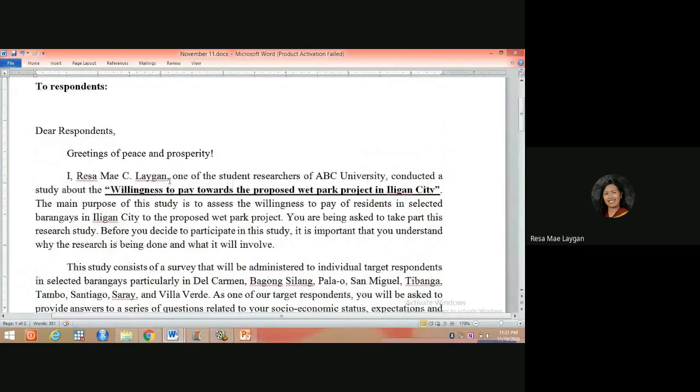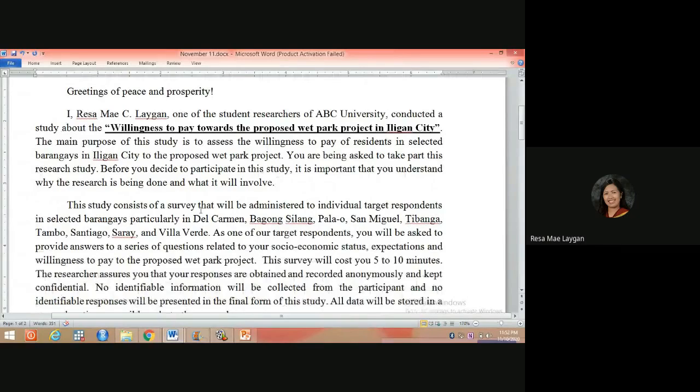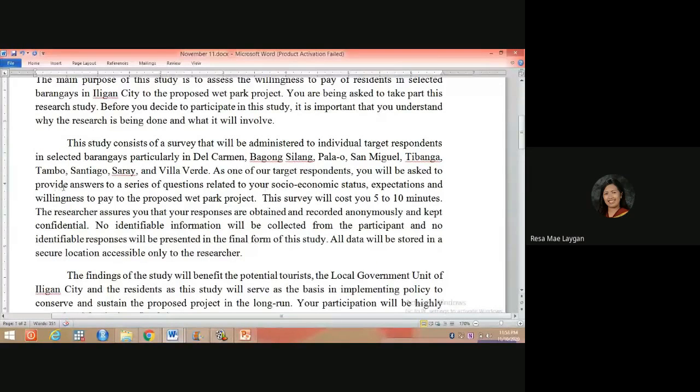Before you decide to participate in this study, it is important that you understand why the research is being done and what it will involve. Here, you mention the method on how you collect the data: using a survey that will be administered to individual target respondents in selected barangays, particularly in Del Carmen, Bagong Silang, Palao, San Miguel, Sibanga, Tambo, Santiago, Saray, and Villaverde. As one of our target respondents, you will be asked to provide answers.